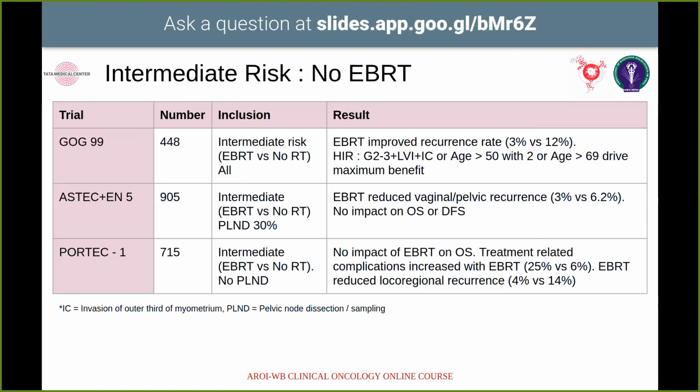It was also noted from these studies that patients who had lymphovascular invasion, patients who had deep myometrial invasion, and patients who had grade 2 to 3 disease or who were older than 50 years of age tended to derive maximum benefit from radiotherapy. And this is how the classification of high intermediate risk came into account. You must remember that when I said initially, people used to divide them into low risk, intermediate risk, and high risk. But this classification of a high intermediate risk actually developed from the findings of the GOG 99 study.